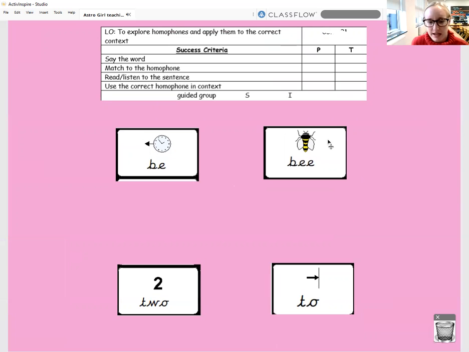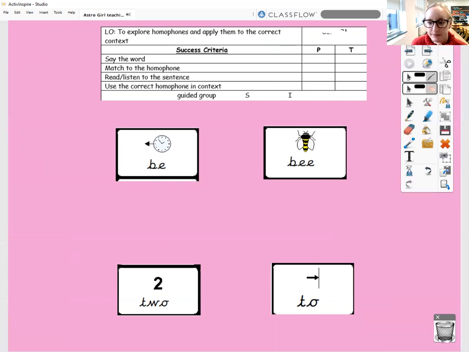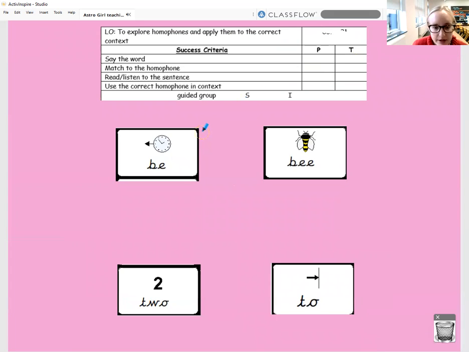So at the top of my screen here, I've got two different words and two homophones for us to have a little explore. So here I've got the verb to be. Okay, so if I wanted to be an astronaut, or if I wanted to be a teacher when I grew up, so this is the verb to be. And the spelling of be is we've got a B and an E, so it's only got two letters in it. However, another homophone that sounds the same and we pronounce the same is this bee.